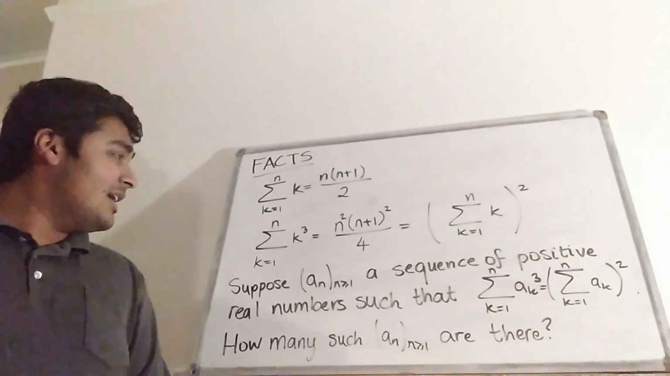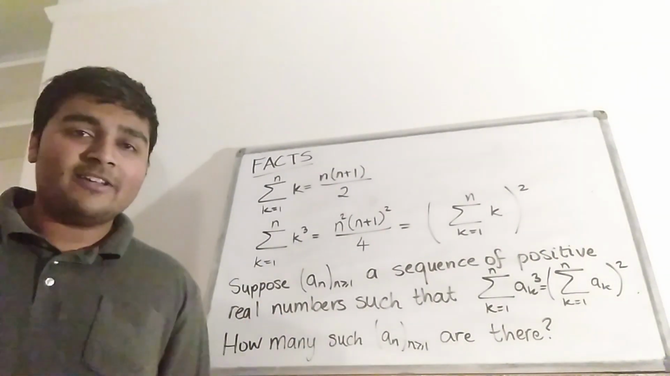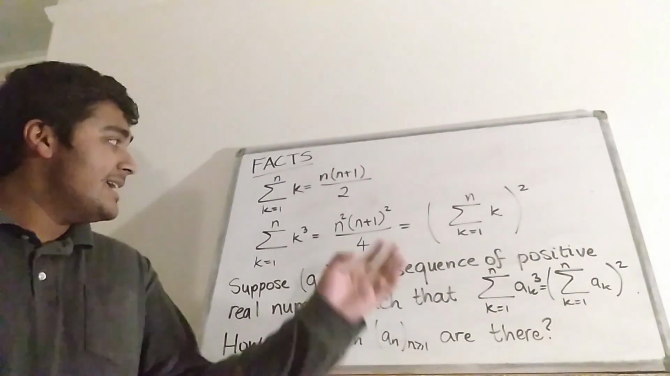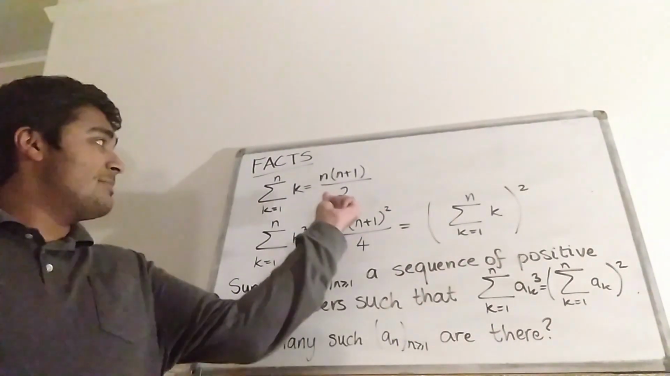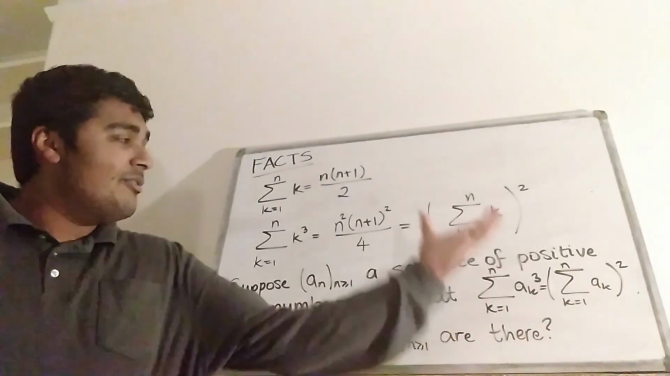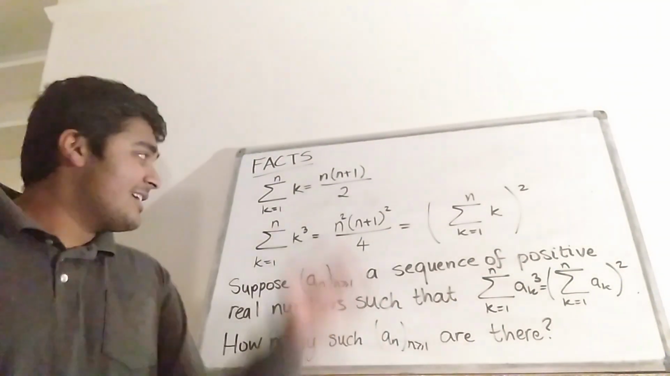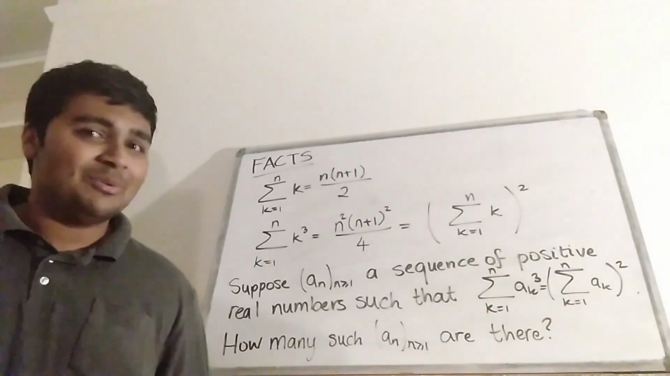Also, another really cool formula is that the sum from k equals 1 to n of k cubed, so the sum of the first n cubed numbers, is equal to n squared times (n plus 1) squared over 4, which just so happens to be this thing here squared. So the sum from k equals 1 to n of k, all squared. Okay, so this is quite neat and quite cool. Whenever you're introduced to this, you go, that's a nice coincidence.